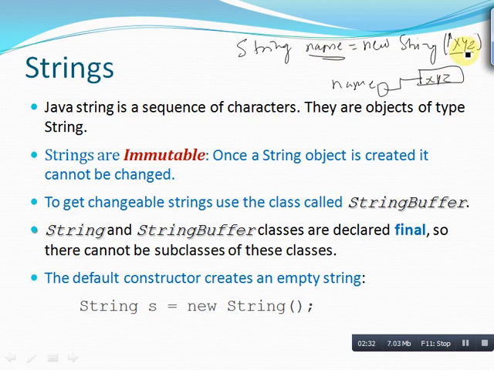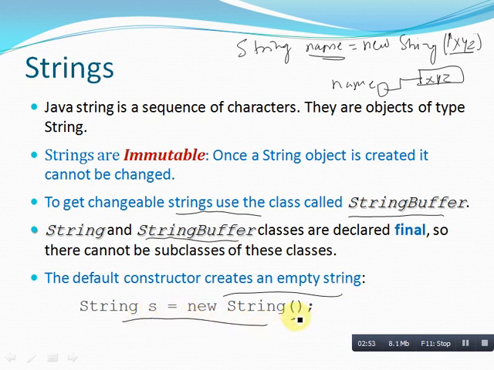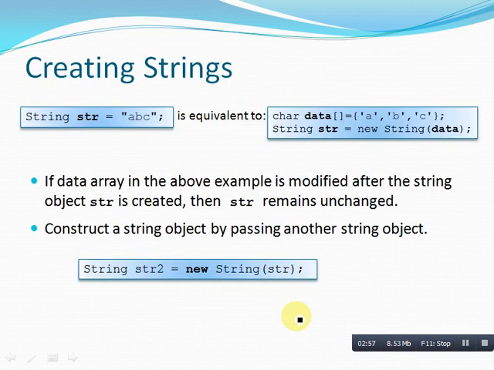So to get a changeable string, we can use another class called StringBuffer. So the objects created by using a StringBuffer class are mutable. It means the contents can be changed. Okay. To create an empty string, we just create a string object without any value as a parameter. That will create an empty string.